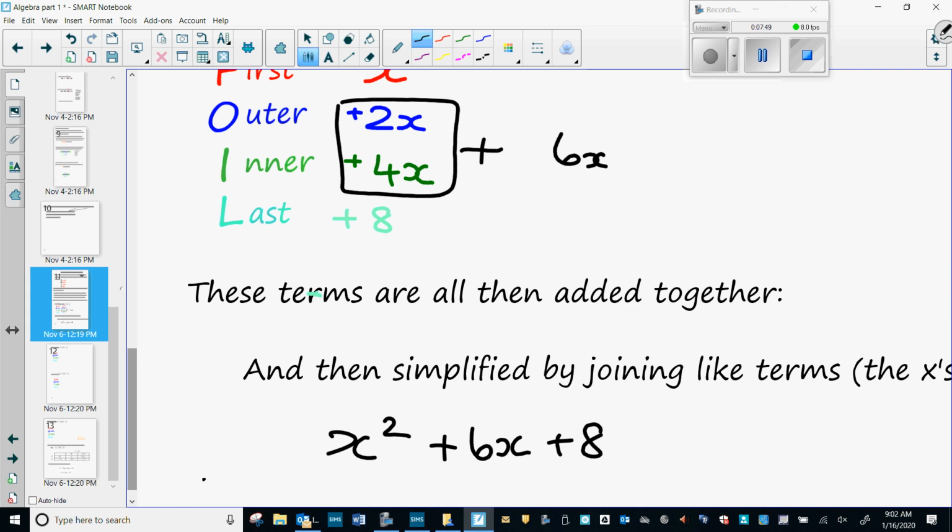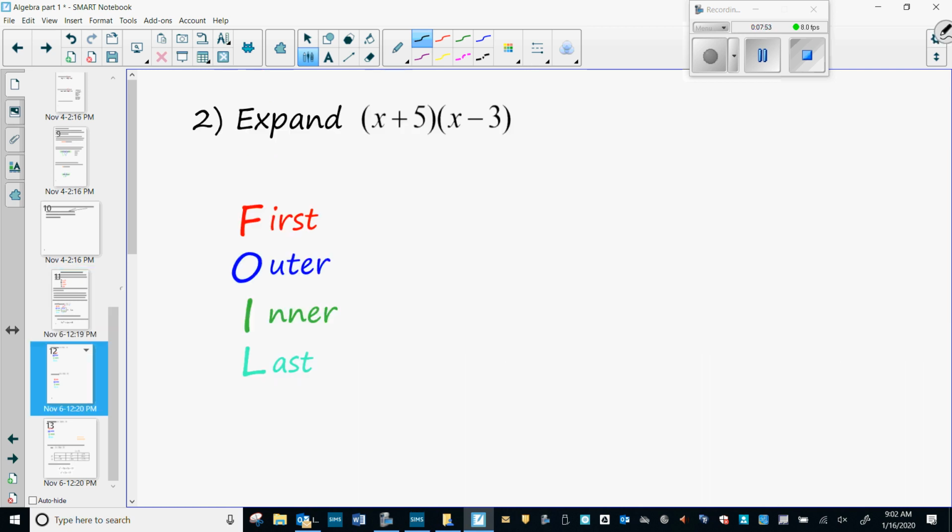Okay, so next page. We should fly through these, I'm hoping, because we are awesome at multiplying. Are you okay that I don't keep changing colours now? Yes. It's a bit of a pain in the bottom. So my first are my x and x, so that's my x squared. My outers is my x and my -3. So what's x multiplied by -3? Negative 3x.